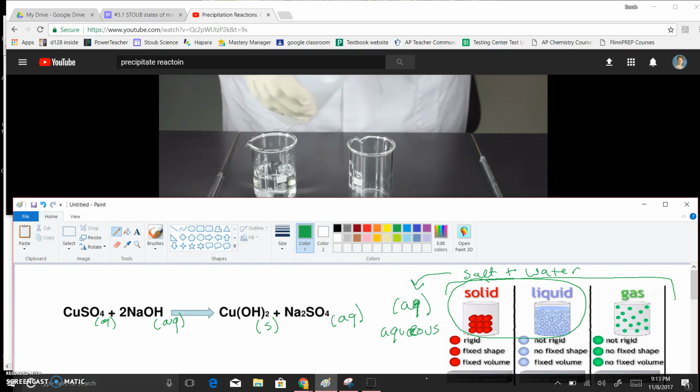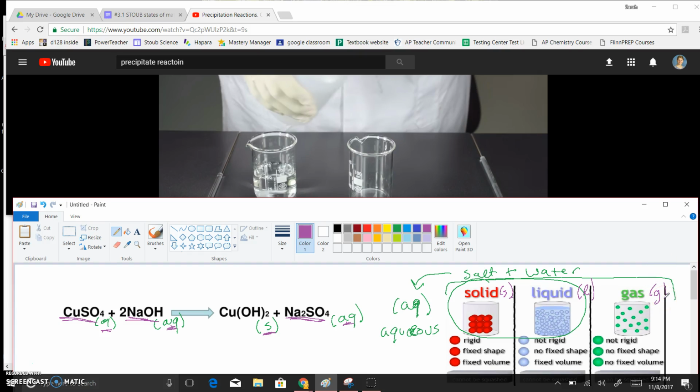Now, aqueous means dissolved. Dissolved in water. Aqua, water. So anytime something is dissolved in water, it is called aqueous. So look over at our balanced equation again. This AQ means that copper 2 sulfate is dissolved in water. This AQ tells us that NaOH is dissolved in water. This AQ tells us that Na2SO4, sodium sulfate, is dissolved in water. And this S right here stands for solid. So aqueous is something dissolved in water. Solid we represent as an S. Liquid we represent as an L. I made it a lowercase cursive L to make it easier. And gases we represent as a G.